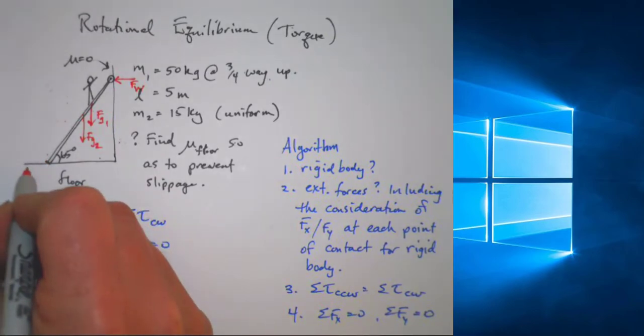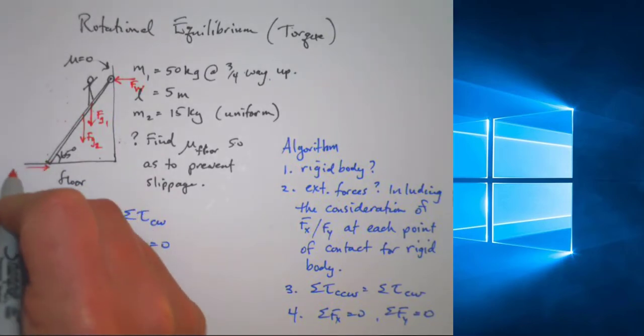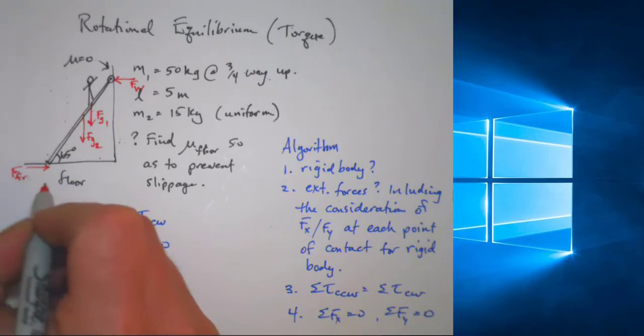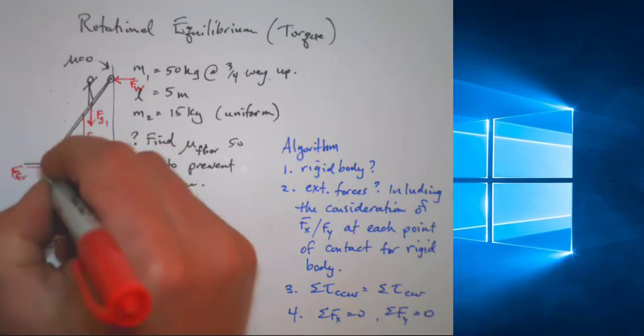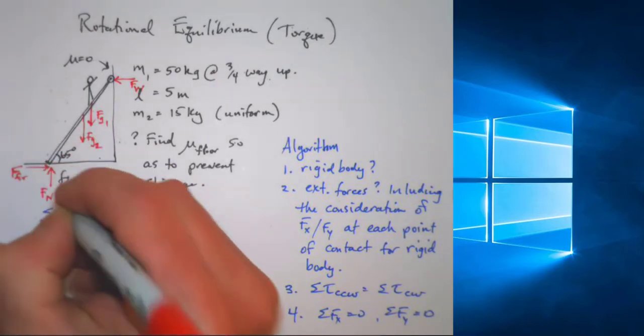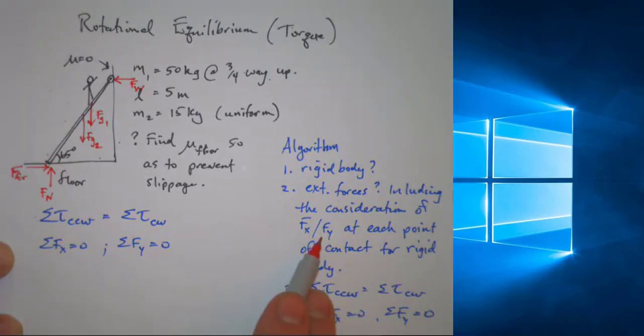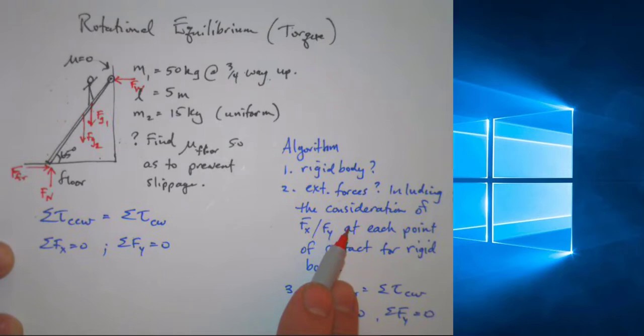I would believe that the force of friction would be acting like this to keep it from slipping, so I'm going to label it that way, force of friction to the right, and a normal force acting upwards, Fn. Okay, so I've considered both x and y at each point of contact with the rigid body and all external forces. And now we're going to head into torques.